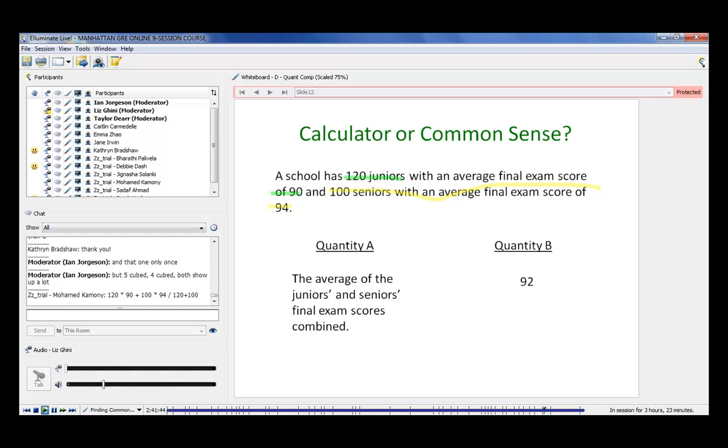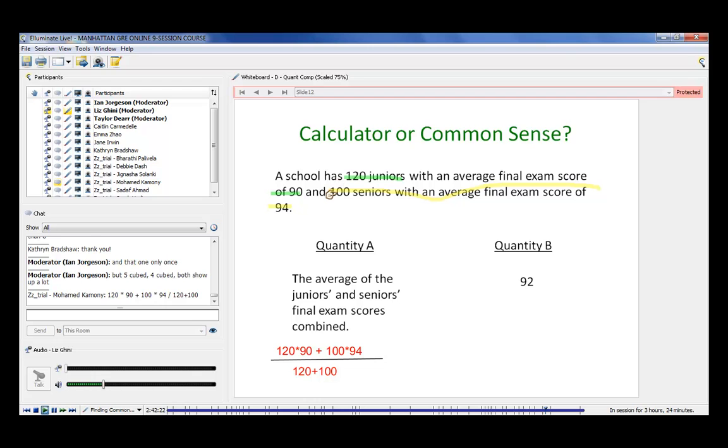Mohammed's written it out for anyone who doesn't know how to calculate it. This is how to calculate it. You would multiply that 120 times 90, and then you would add to that 100 times 94, and then you would have to divide it by 220, which would be 120 plus 100, to get the average. But that's pretty slow. I can just look at this and say, well, wait a second.